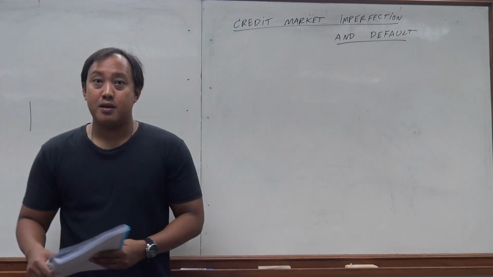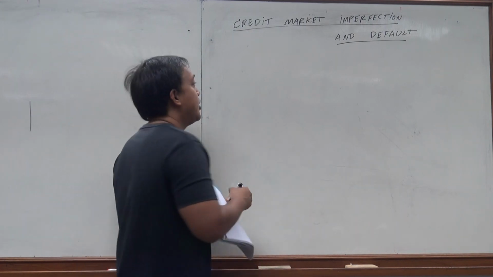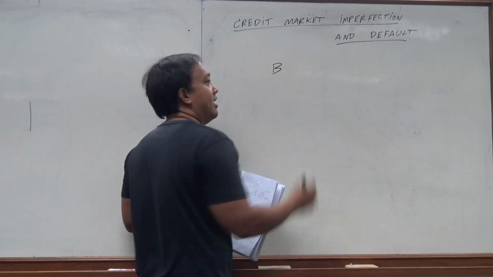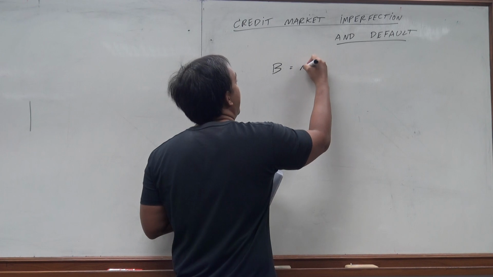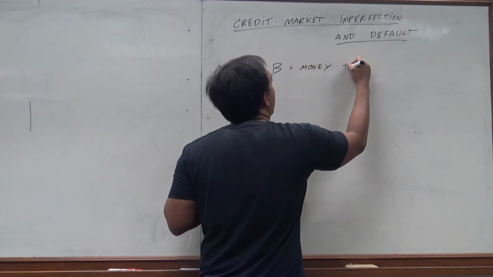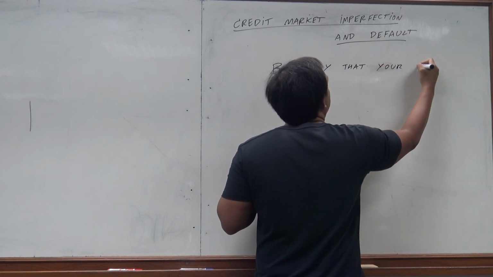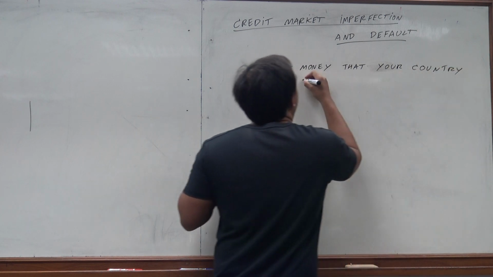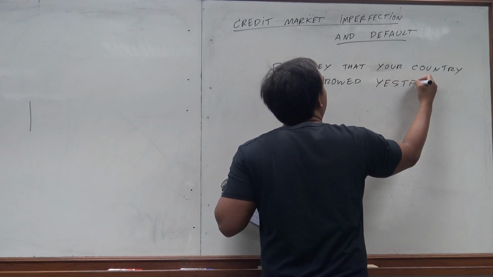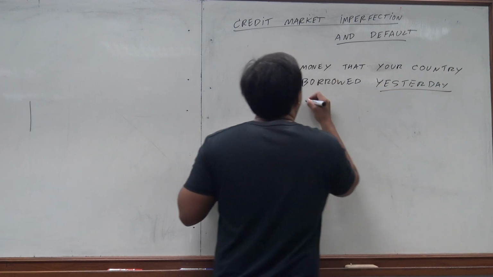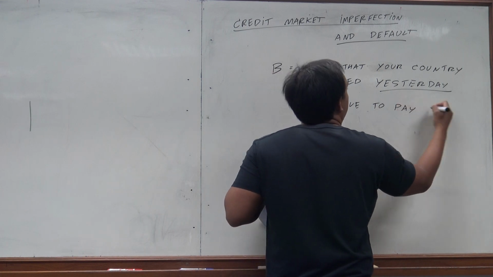In order to understand this topic, I'm going to create a new variable, variable B. Variable B is the money that your country borrowed yesterday and has to pay today.